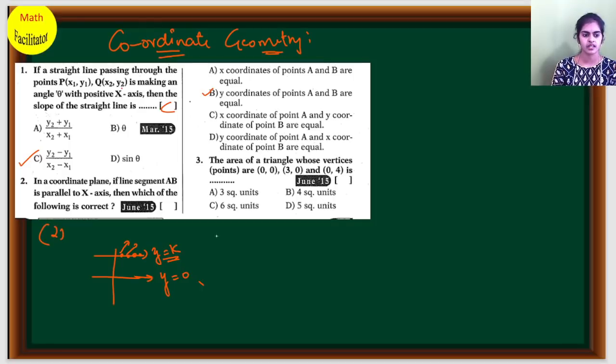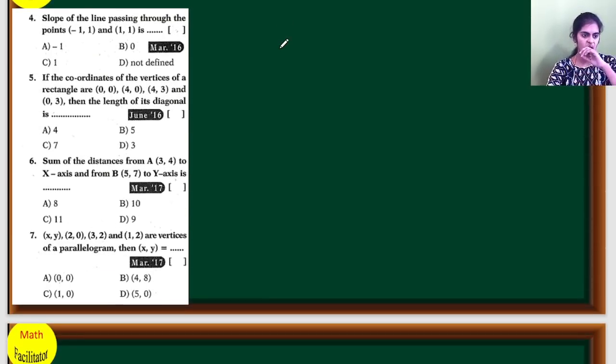So the area of a triangle question is deleted. Okay, let's proceed to the next one. Slope of the line passing through the points. Slope is also deleted, but still if you want you can do. So it is nothing but (y2 minus y1) by (x2 minus x1). So it is 0.